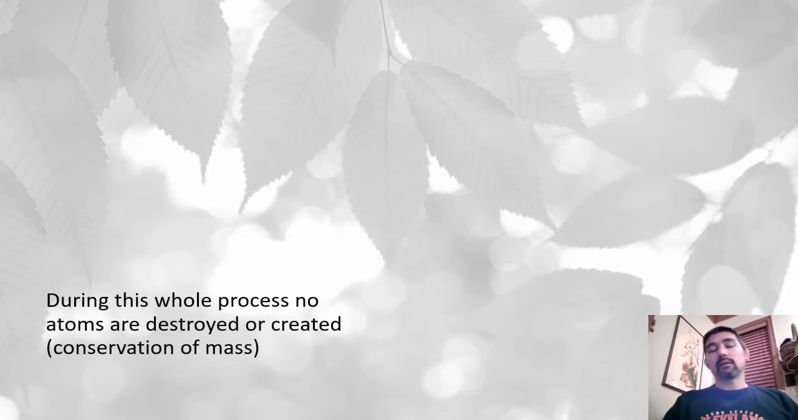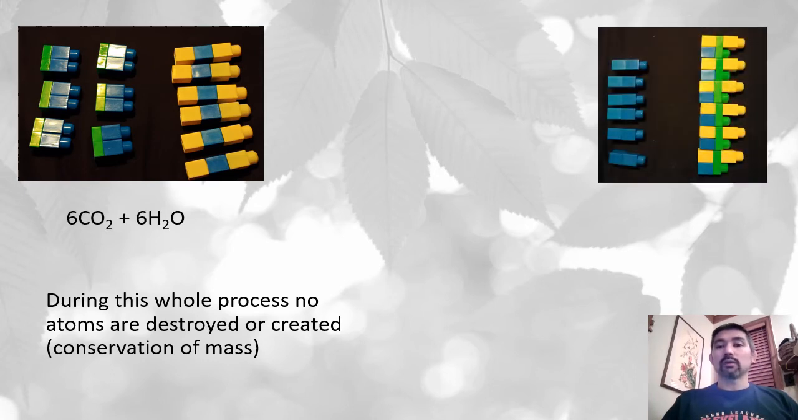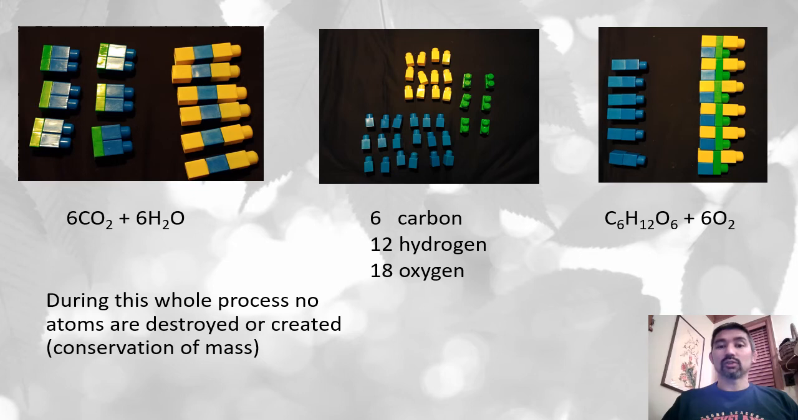So one thing to keep in mind when we're talking about photosynthesis is that during this whole process, no atoms are created or destroyed. So in the beginning, we start with 6 carbon dioxide and 6 molecules of water. In the end, we end up with 6 oxygen molecules and 1 molecule of glucose. In between, we have the same raw materials. We've got 6 atoms of carbon, which we can see in green. We've got 12 atoms of hydrogen, which we can see in yellow. We've got 18 oxygen atoms.